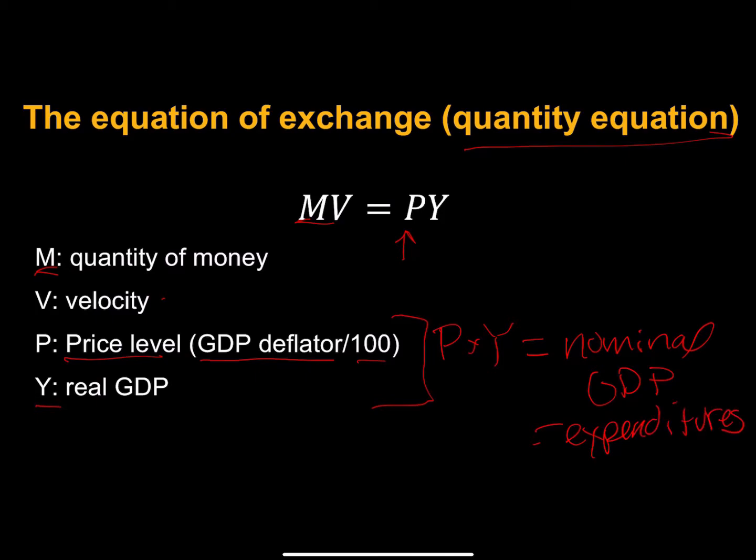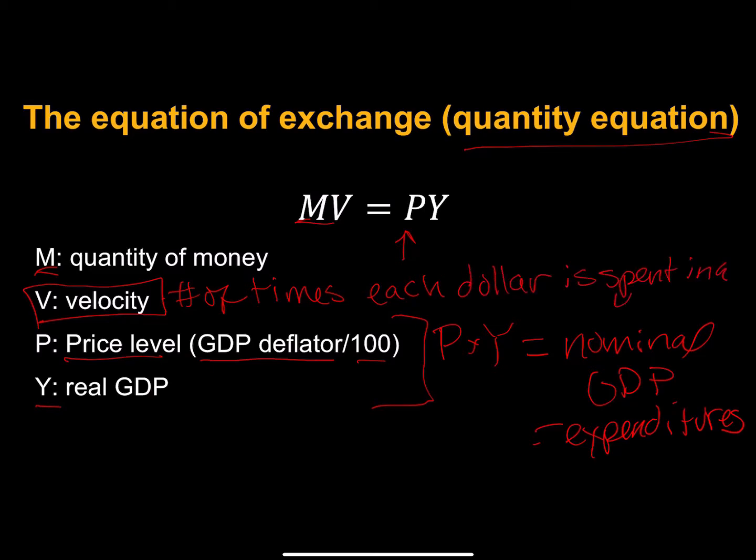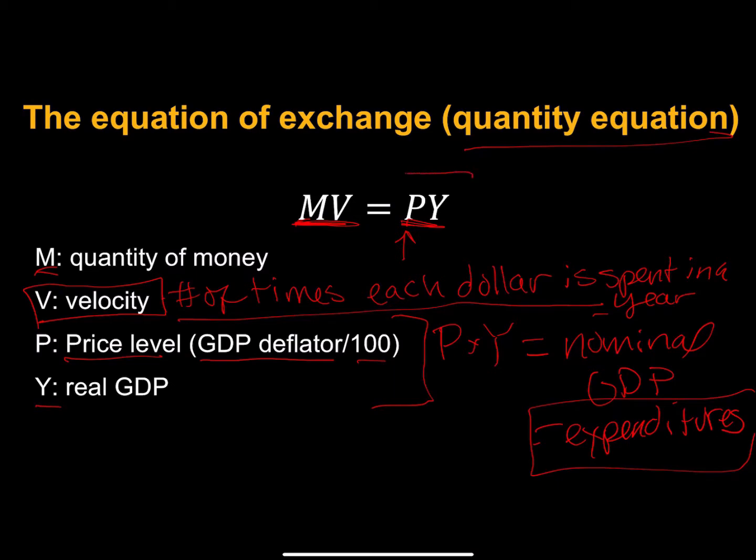So let's go back to this velocity right here. Velocity is the number of times each dollar or unit of currency is spent, usually in a year. So if we take the quantity of money that we know we have in the economy and the number of times each dollar is spent in a year, and multiply those two things together, what we should find is total expenditures. And that's what the quantity equation is telling us. This is an identity. This is always the case.